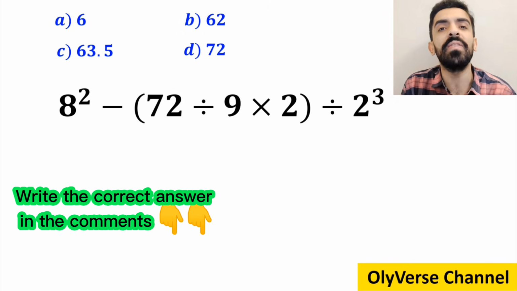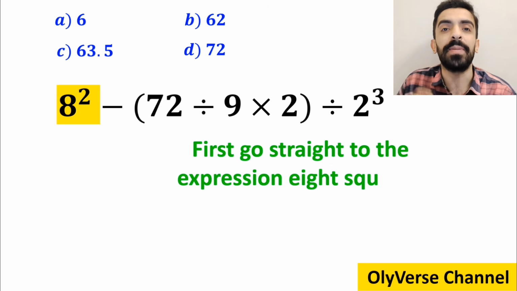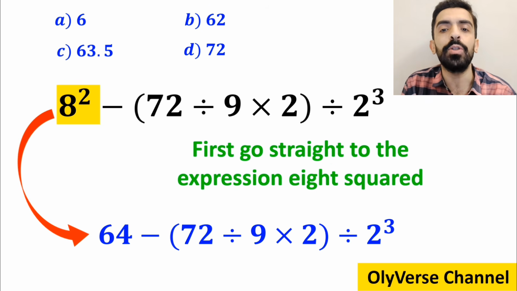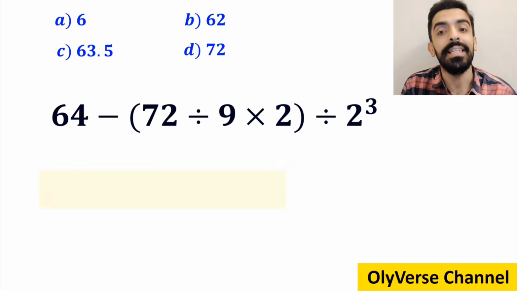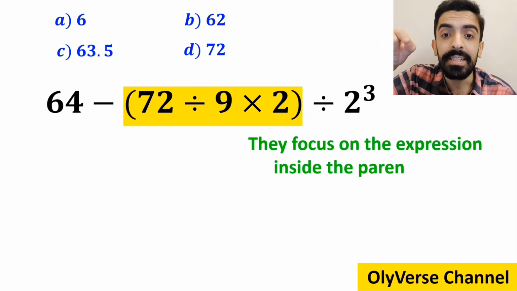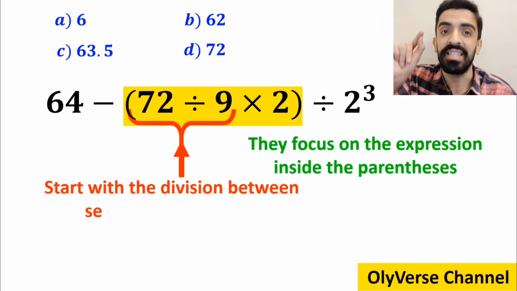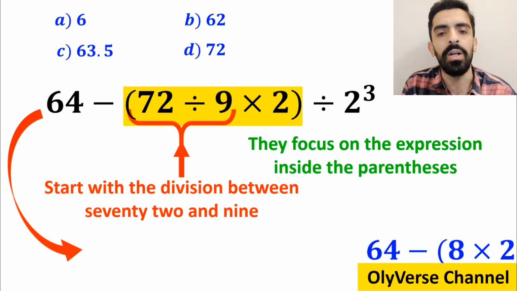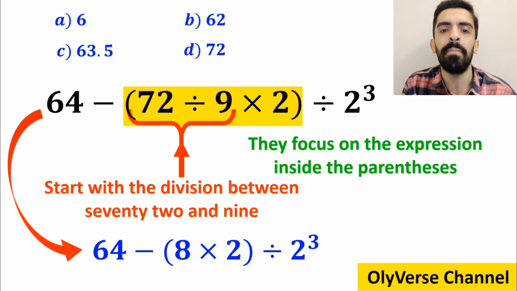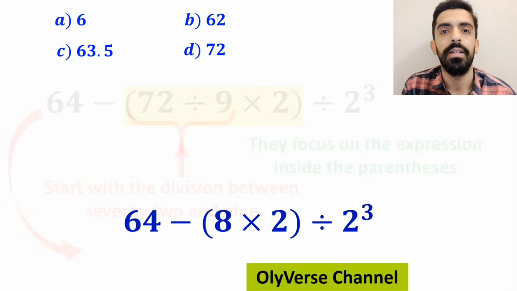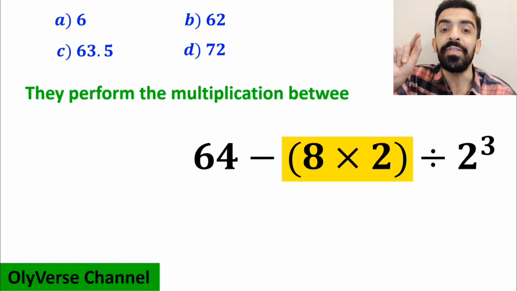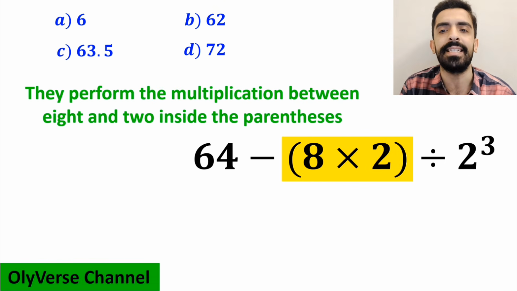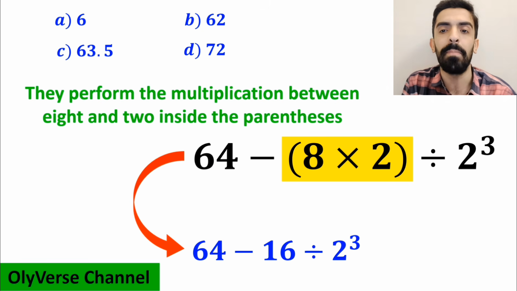Also, some other people when solving this question first go straight to the expression 8 squared and simplify it to 64 minus 72 divided by 9 times 2 instead of parentheses, then divided by 2 cubed. And the next step, they focus on the expression instead of parentheses and solve with the division between 72 and 9. So, they simplify this expression to 64 minus 8 times 2 instead of parentheses, then divided by 2 cubed.